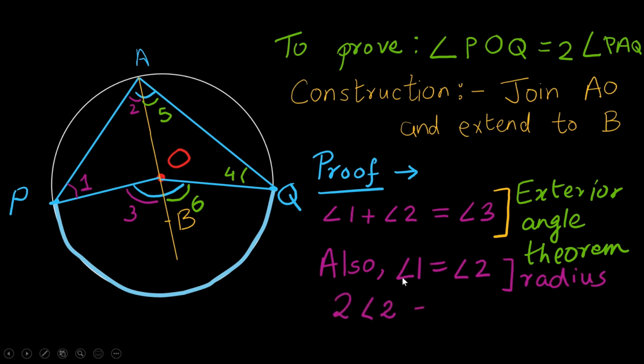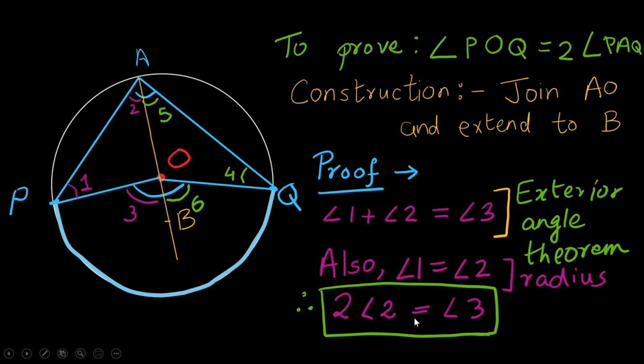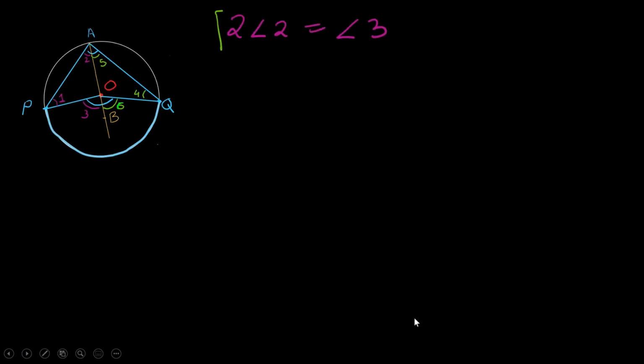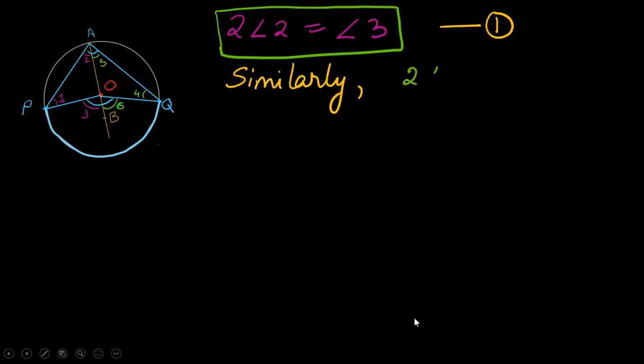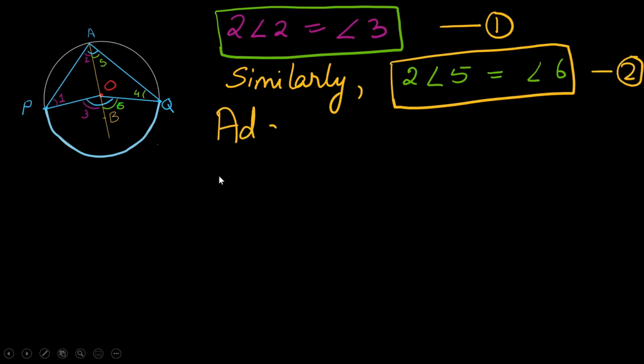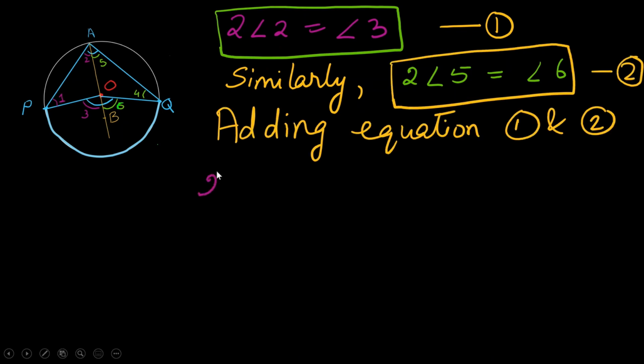So what can we conclude from these two statements? That twice of angle 2. So we are substituting angle 2 plus angle 2, we can write. So twice of angle 2 is angle 3, right? Hence, this is equation 1. Similarly, what can we write? Just similarly, we can write twice of angle 5 is equal to angle 6. Okay, and this is equation 2. So we are just adding equations 1 and 2. We are adding them. So what do we get?